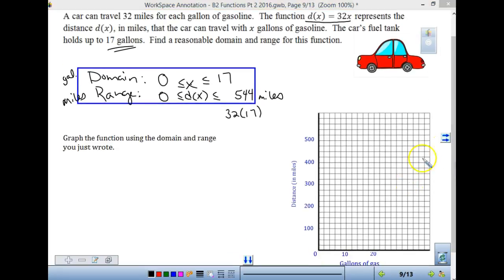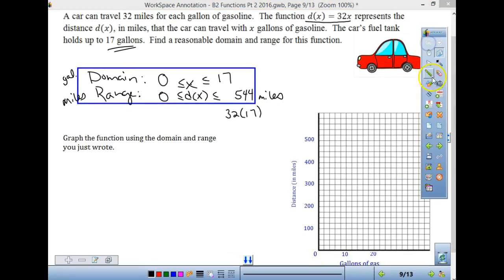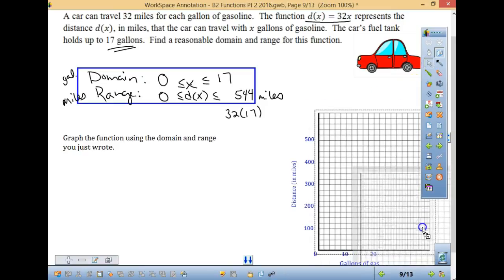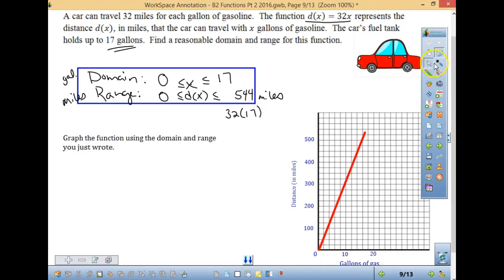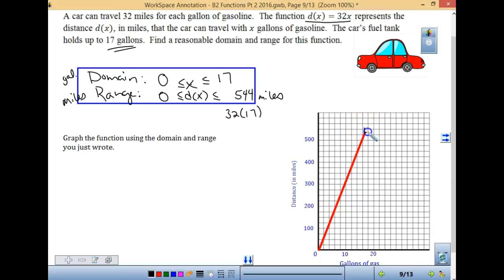Now, this graph, I finally like how this one was done in our notes. This one is a continuous graph. If we are looking at our points, this point up here is located at 17 and 544. This point is at 0, 0. So please make sure this is a continuous graph. Why is this one continuous? Because you can buy a decimal or a fraction of a gallon of gas. You can buy 1.2 gallons.